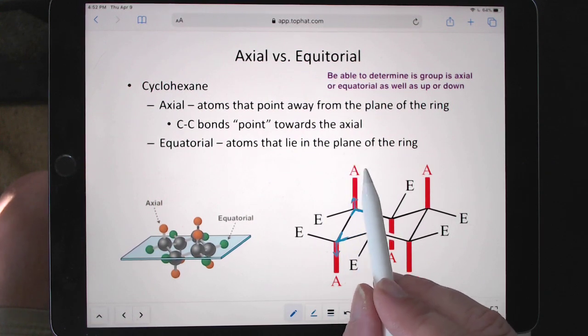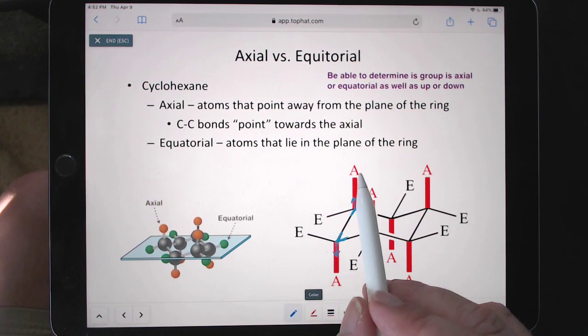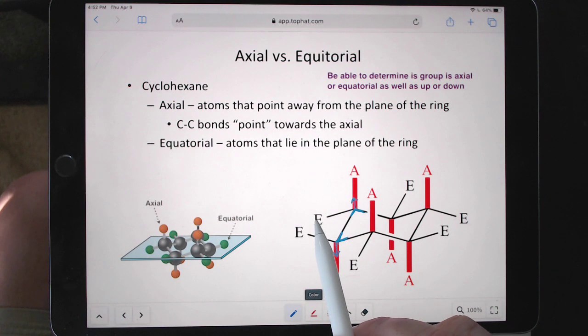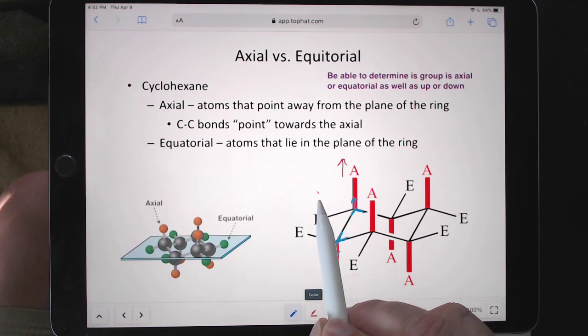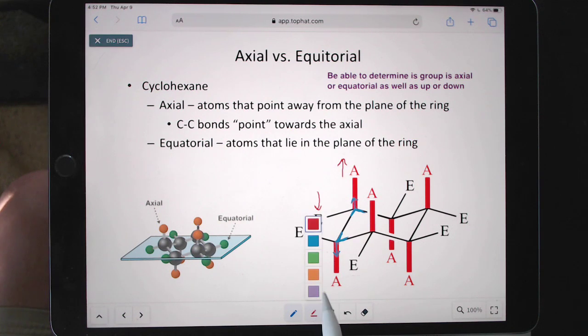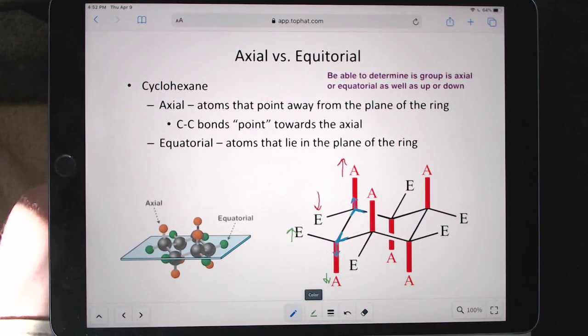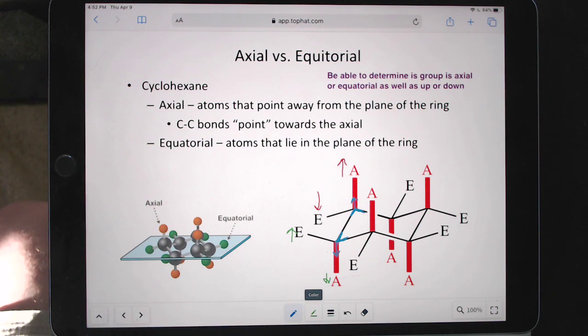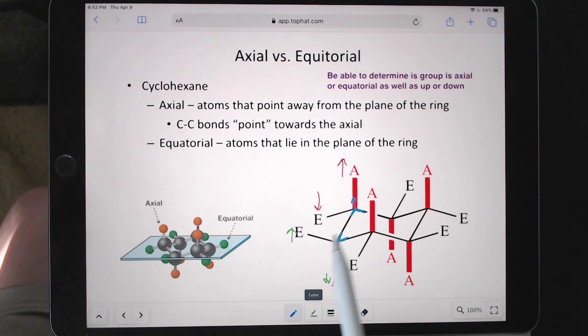But this axial one here is higher than the equatorial, so this is considered the up, and that's considered the down. Now for this one here, this equatorial is above the axial, so this is considered the up, and that's considered the down. So up and down, axial and equatorial are two different things. They're related, but you can have axial up, axial down, equatorial up, equatorial down. So you just need to be able to determine which one is which.